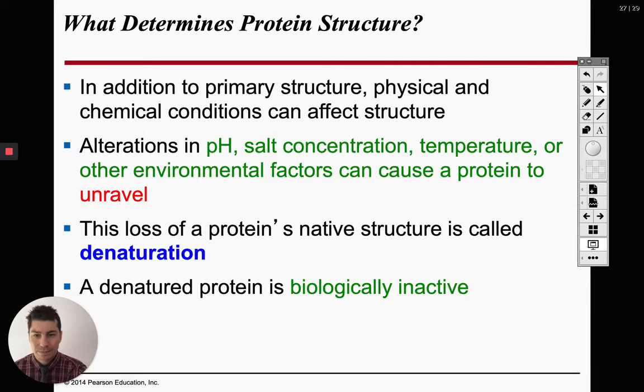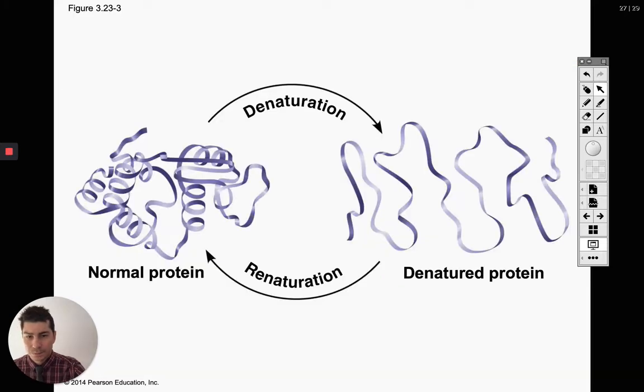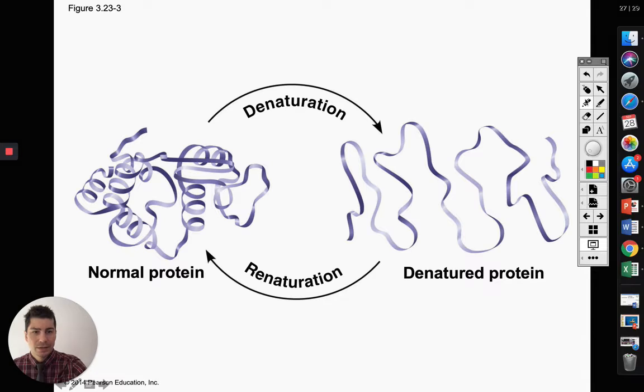Okay, so let's talk about proteins becoming denatured. So things like pH, salt concentration, temperature, other things like that, they can cause a protein to actually lose its shape and become maybe less active or even completely inactive. And this is called denaturation. So here's a good picture of it. Let me draw you a different one that'll give you a little bit of a better representation of it.